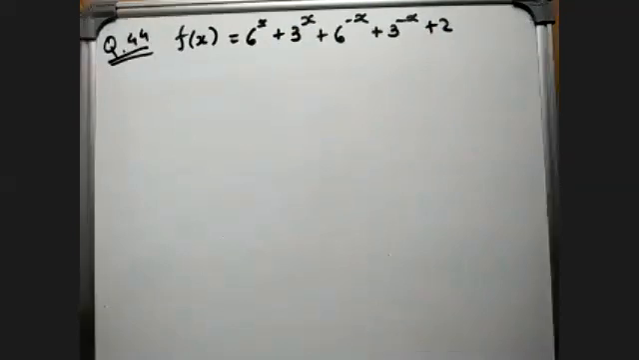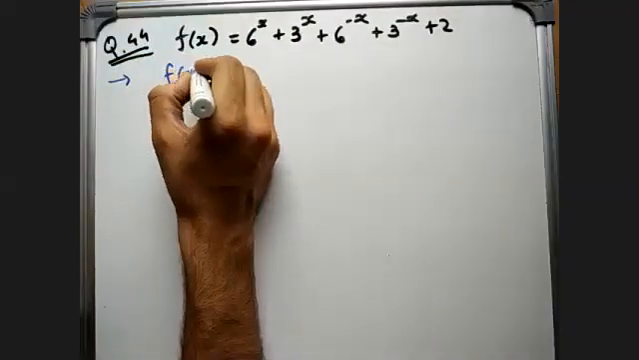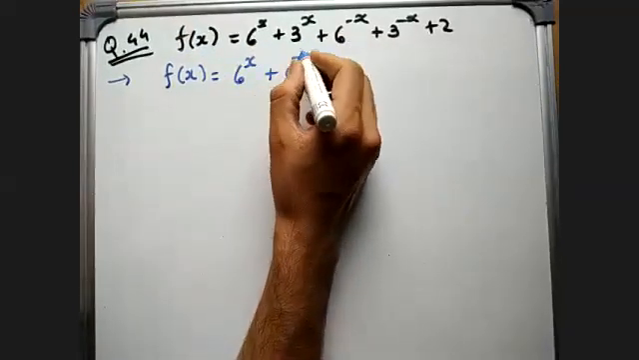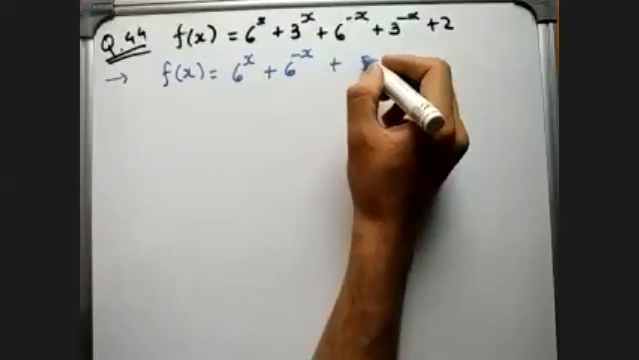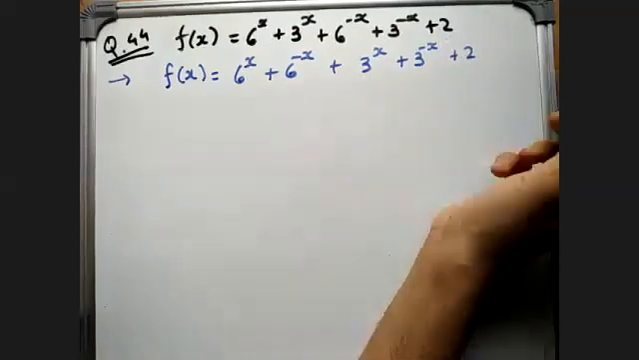Now observe this, what can this be? 6 to the power x is there, 6 to the power minus x is there, 3 to the power x is there and 3 to the power minus x is there. Can I write something for it? Understand. So here my function is 6 to the power x and 6 to the power minus x, I am keeping together, plus 3 to the power x plus 3 to the power minus x I am keeping here, and now we are having plus 2 over here.